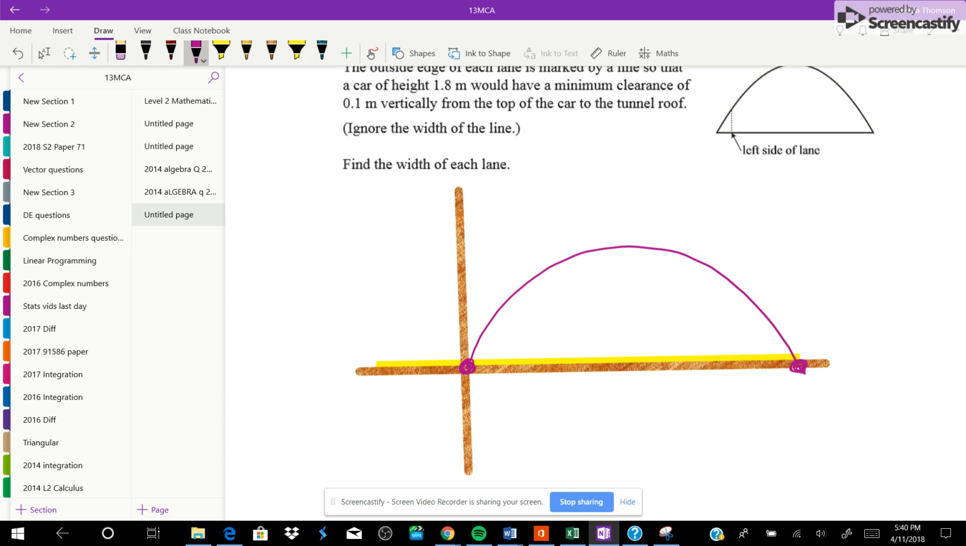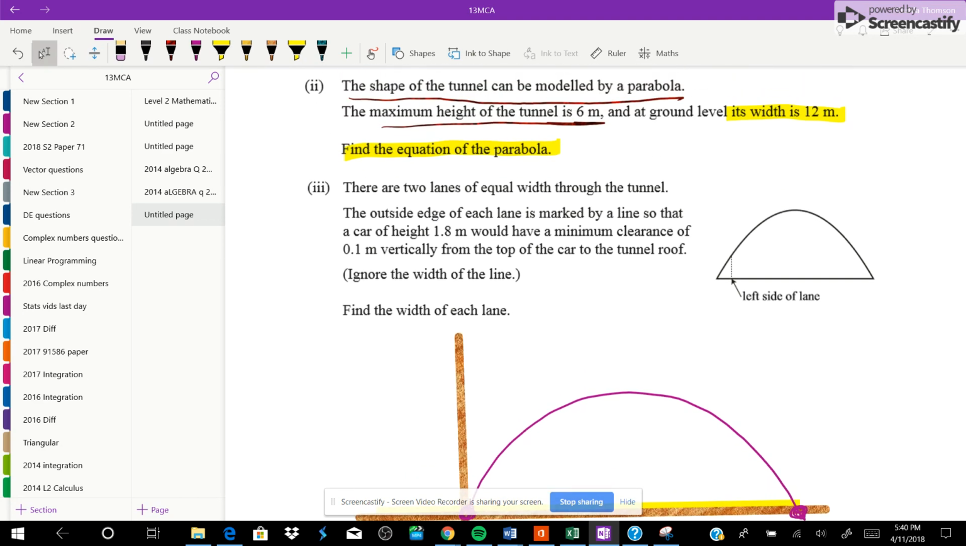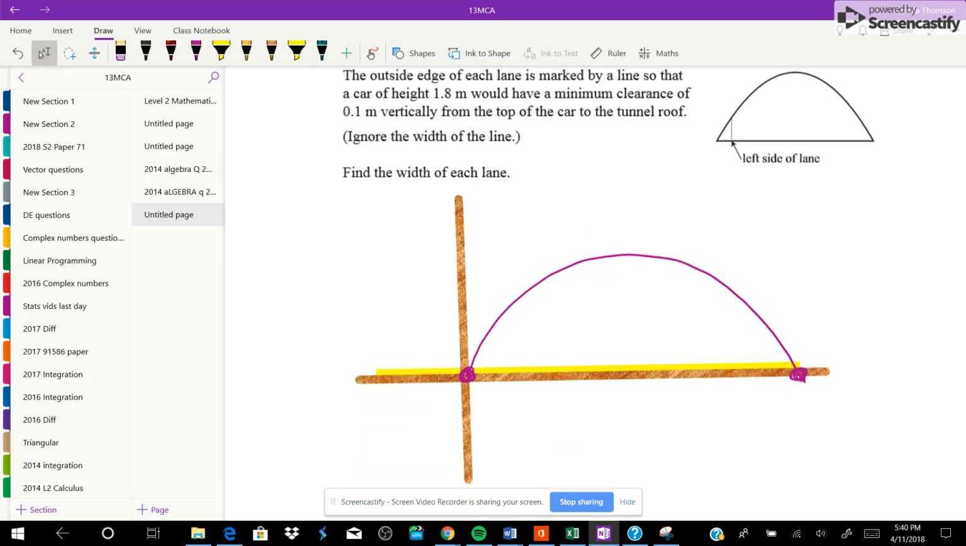Right, we've been told what? It is 12 metres wide and the maximum height is 6. We know that parabolas are symmetric, so let's mark on the x-intercepts. And the value of x where it's at its peak height, maximum height, will be x equals 6.